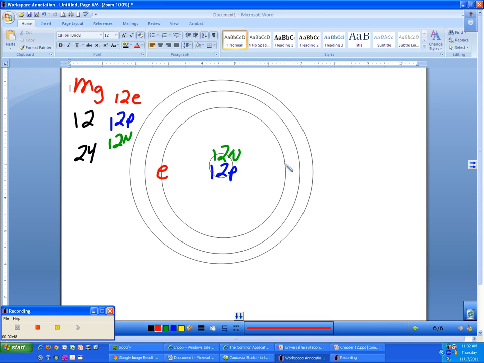Well, we have 2 right here on the first energy level, and then we can put 8 on the next energy level. 1, 2, 3, 4, 5, 6, 7, 8. It doesn't really matter where they go as long as they're on the second energy level. So that's 8 out here and 2 on the inside. That leaves 10. But we have 12, so we still need 2 more. Those 2 more are going to go on the outer energy level right here, and that gives us 12. Counting them up: 12 electrons, 12 neutrons, and 12 protons.